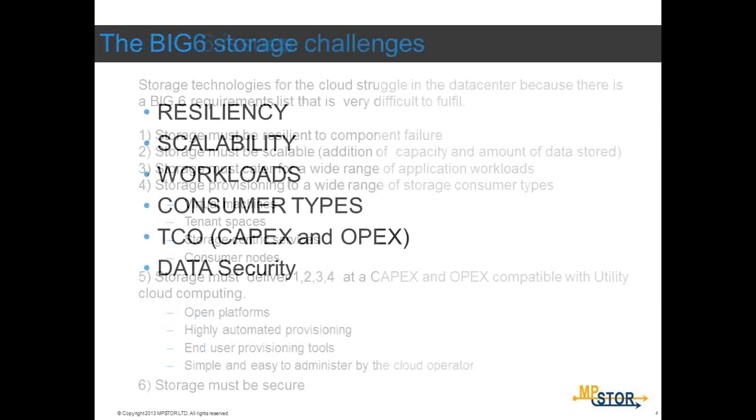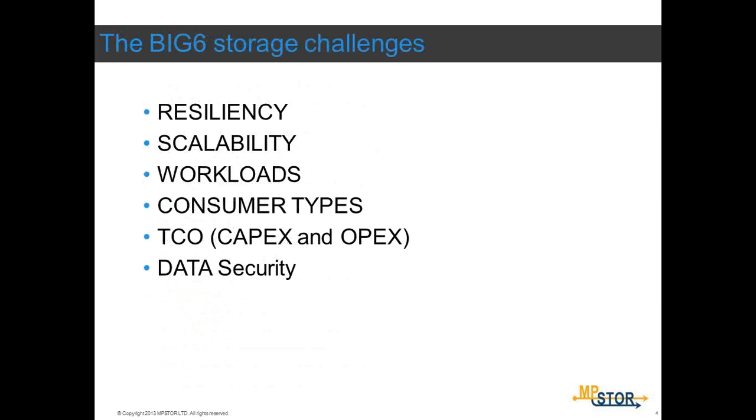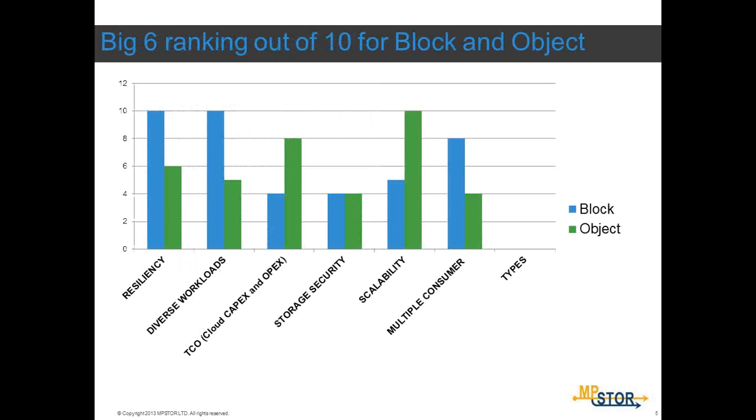So if we go to the next slide. So they're the big 6 issues. If we move on, Mo. So there's a long scientific way of ranking those different technologies, and MPSTOR has done its own ranking. The way we would rank those technologies in terms of those big 6 issues out of 10, you can see that block storage in some of those ways has a higher score compared to object storage.